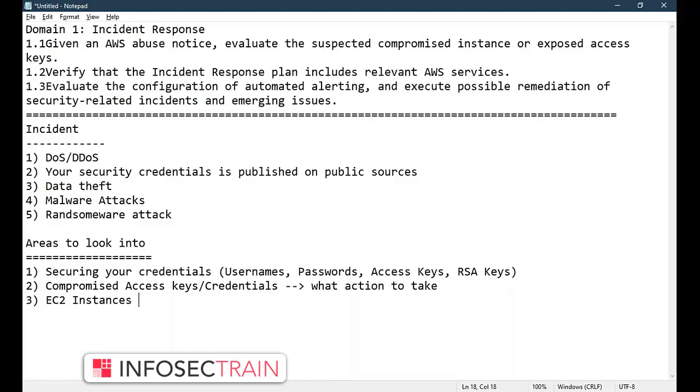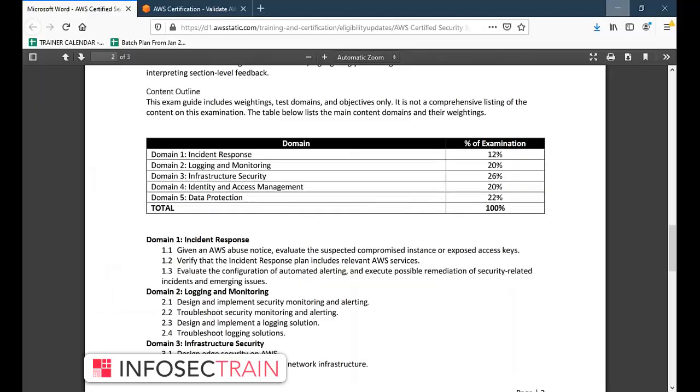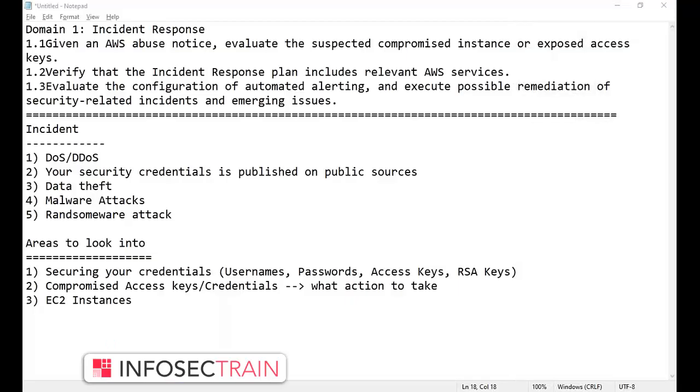I'm just asking for the first step. I'm talking about an attack where your instance is compromised now. That's what I'm saying. You have your instance compromised, so what step will you take first?